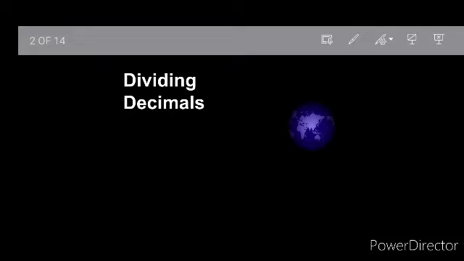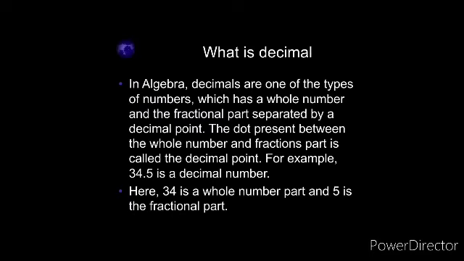But before that, let us first define what is a decimal. In algebra, decimals are one of the types of numbers which has a whole number and a fractional part separated by a decimal point. The dot that separates the whole number and the fraction part is called the decimal point. For example, 34.5 is a decimal number. Here, 34 is a whole number part and 5 is the fraction part. So it means that when we say decimal, it is the combination of a whole number and a fraction.